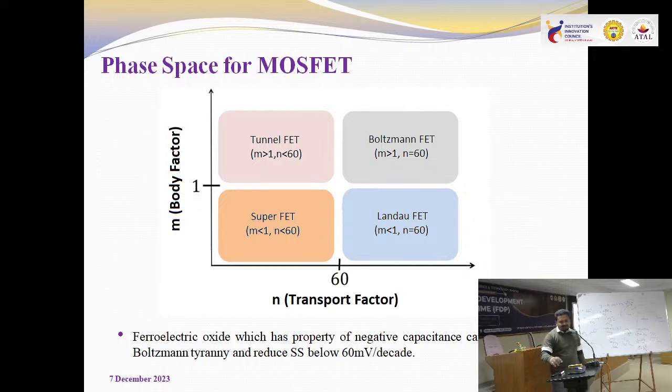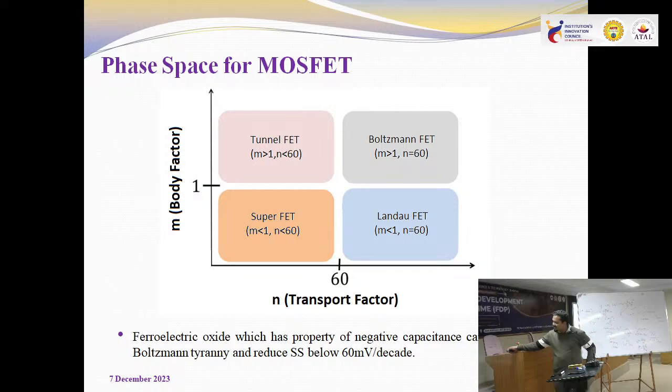Sir, this is what I actually told. Aslam sir, do we have time? Yes, go ahead. So I told that subthreshold swing is a combination of two factors, body factor and transport factor. So if subthreshold swing has to be reduced, either of them has to be altered. Here I have taken the transport factor, here I have taken the body factor. So actually there can be four possibilities, since there are two terms.